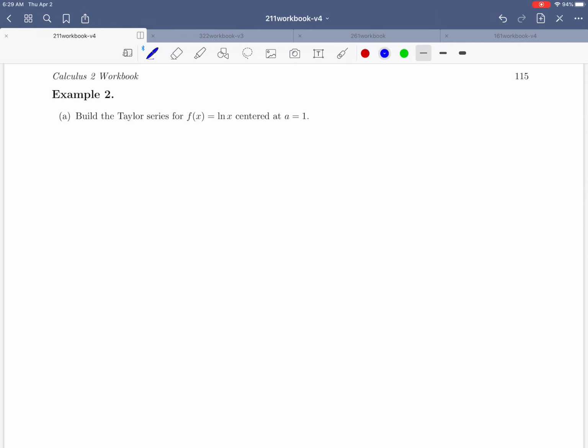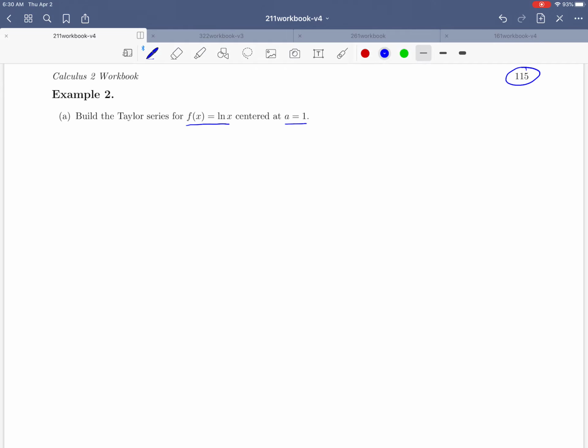Okay, welcome to example 2 on page 115 of the workbook. And this is another example of taking a function and building a Taylor series. We'll work through this together. This time they'd like us to build the Taylor series for the function f of x equals ln of x centered at the number a equals 1.